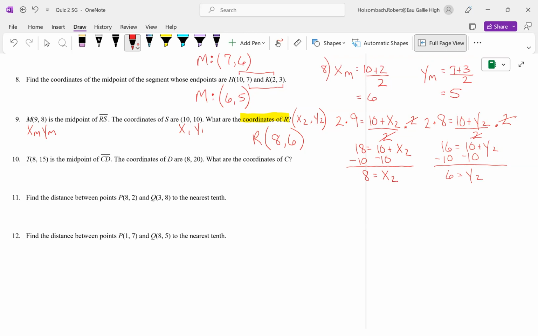So we're going to do the same thing for number 10. You're told T is the midpoint of CD. The coordinates of D are 8, 20. What are the coordinates of C? So here's our X at the middle, our Y at the middle. Here's our X sub 1 and our Y sub 1. And we're looking for X sub 2 and Y sub 2.